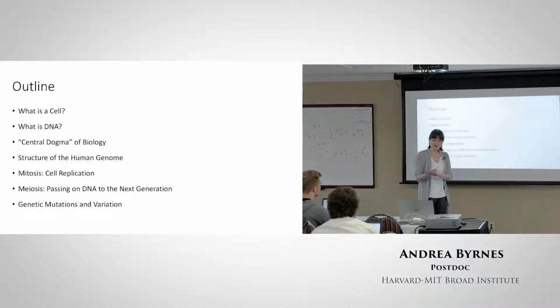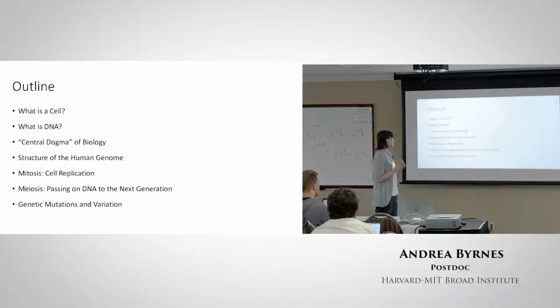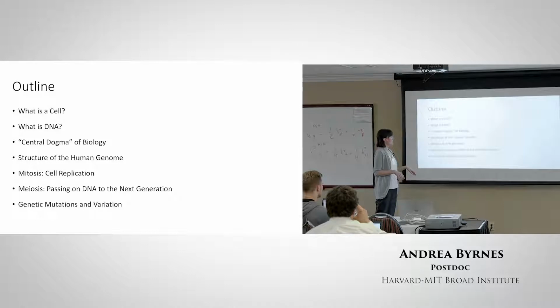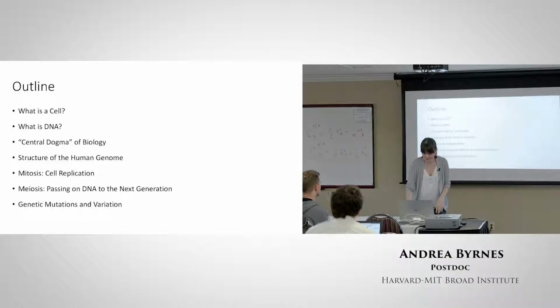Just a really quick outline of what we're going to talk about. We're going to talk about what a cell is really briefly. I don't think it's super important for the kinds of work that we do here. What DNA is. This central dogma of biology is something we're going to spend a long time on, and I think that's really critical to understand where we're going. We'll talk a little bit about the structure of the human genome, how many chromosomes we have, how many bases we have, and what the variability in the genome looks like. We will talk about how cells replicate themselves, specifically how the DNA replicates, and then how our cells pass DNA to the next generation. And then we'll have a little bit of an introduction of how genomic variation comes to be in the population.